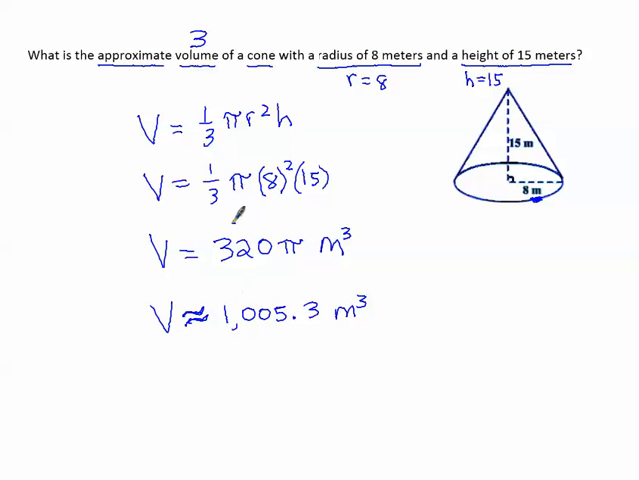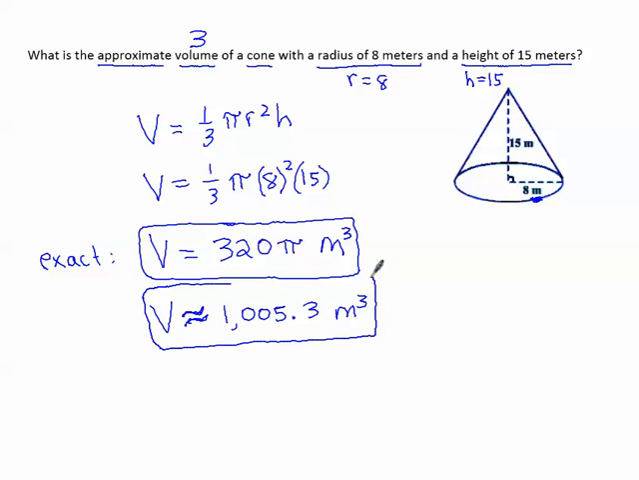So remember, this one is a valid answer. This is my exact answer. And then this answer is when I typed with the pi button, this is my approximate answer, or my estimate to the volume.